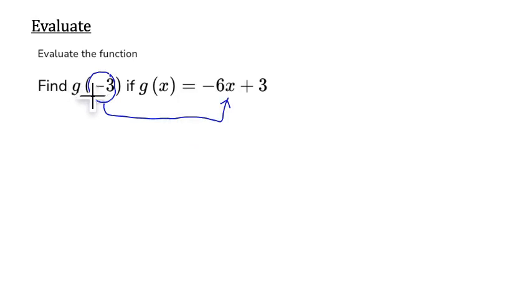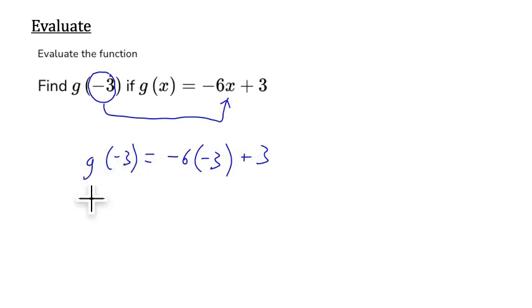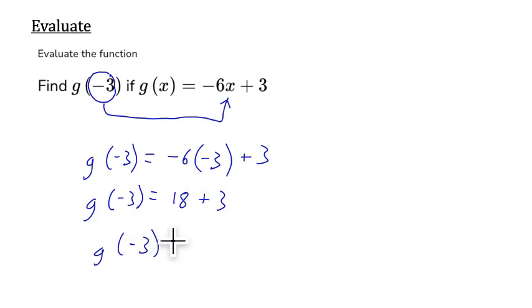So this doesn't mean g multiplied by negative 3. It's just telling us to plug in negative 3. Okay, so we've got g of negative 3 equals negative 6 times the input plus 3. Now we're not going to do anything on the left here. There's nothing to do there. It's just the name of the function, and it's telling us what the input is. So g of negative 3 equals, using our order of operations, we'd multiply first. So that'd be 18 plus 3. So we see that g of negative 3 equals 21.